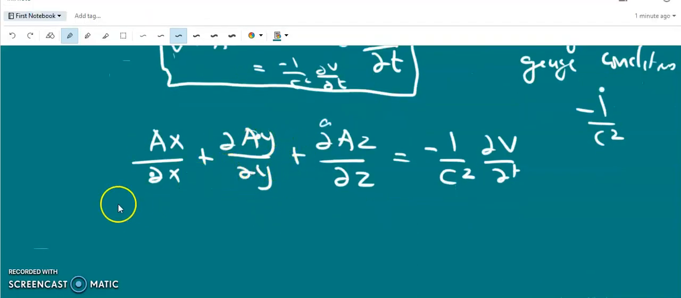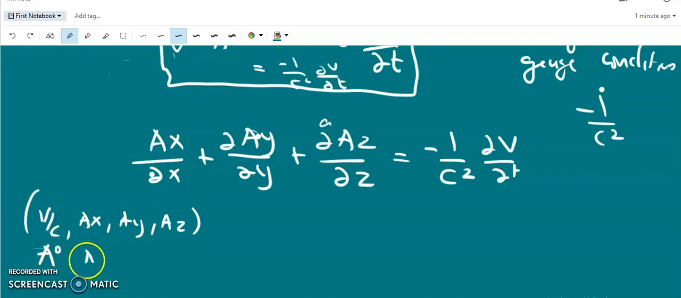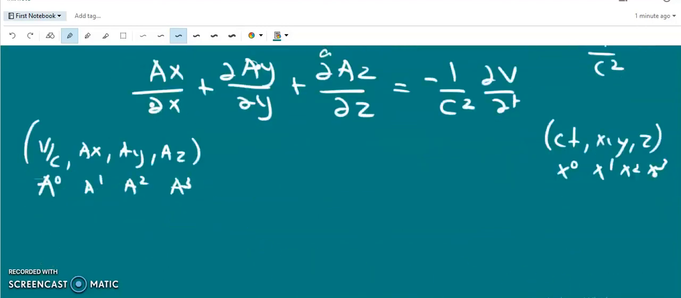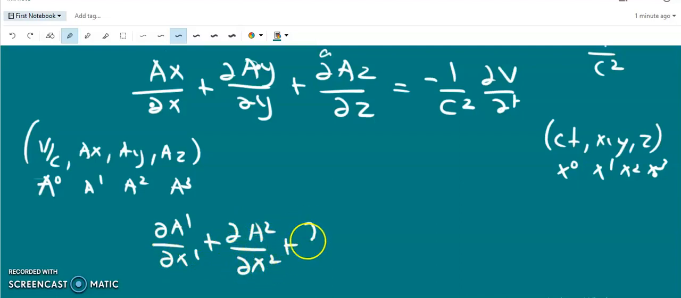Now we are going to write this in relativistic form. നമുക്കറിയാം relativistic form AX, AY, AZ ന് പകരം we have the four potential which has the components V by C, AX, AY, AZ. So V by C is A0, AX is A1, AY is A2 and AZ is A3. അപ്പോൾ നമുക്ക് അതുപോലെ തന്നെ പൊസിഷൻ കോർഡിനേറ്റ് അറിയാം CT, X, Y, Z. അതിനെ നമ്മൾ relativistic ഫോമിൽ X0, X1, X2, X3 എന്ന് എഴുതാം. So in terms of that, we can write this equation as dou A1 by dou X1 plus dou A2 by dou X2 plus dou A3 by dou X3. Okay, Z എന്ന് പറഞ്ഞാൽ X3 ആണ്, AZ is A3 equal to.